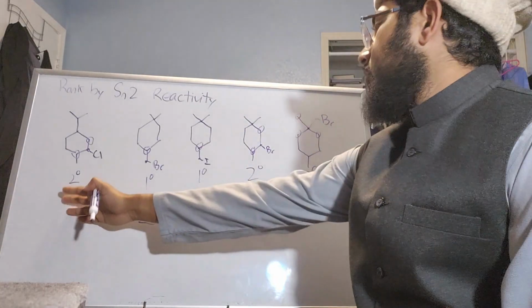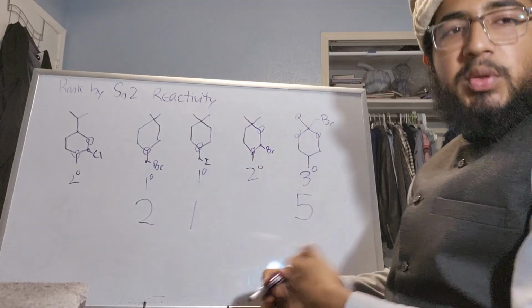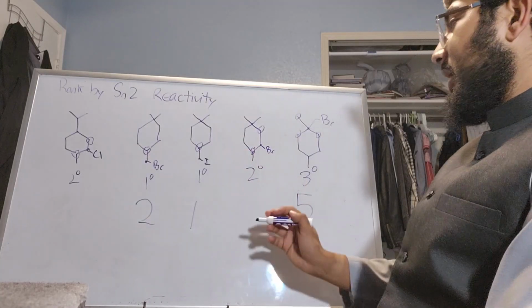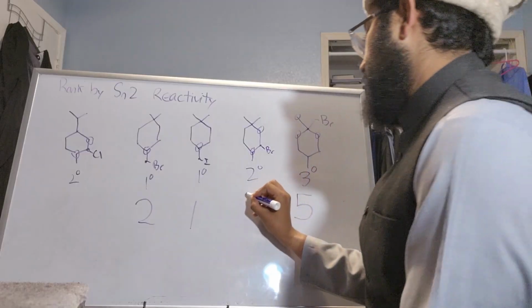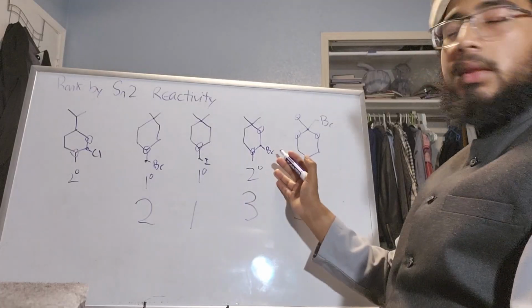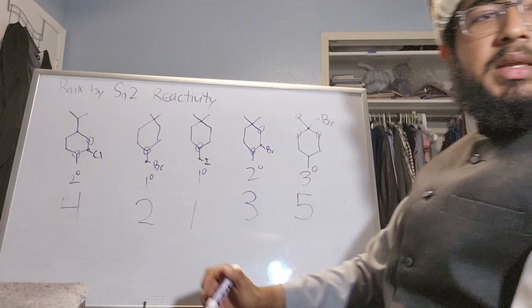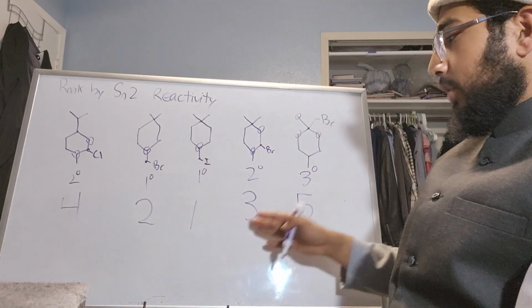Now you have to look at chlorine and bromine. Same thing over here. Which one's a better leaving group? Now this one you kind of have to remember, but it's very simple. It would be bromine because of the same reason: size and electronegativity. It's a better leaving group, which would put this in fourth place. And that is our order: 4, 2, 1, 3, 5.